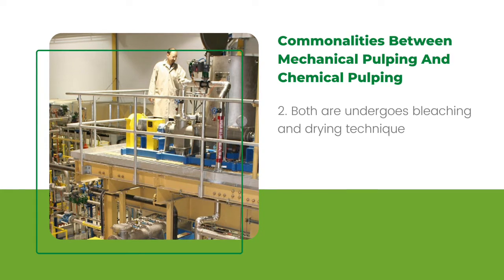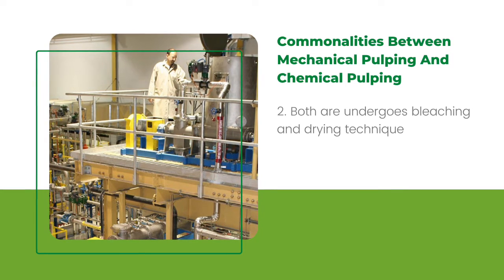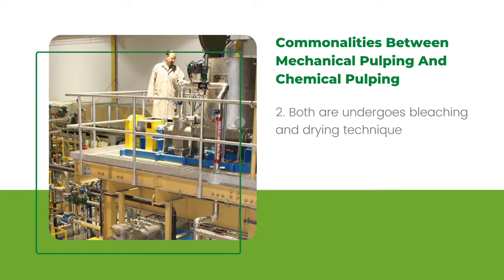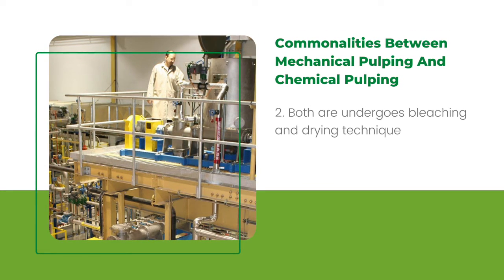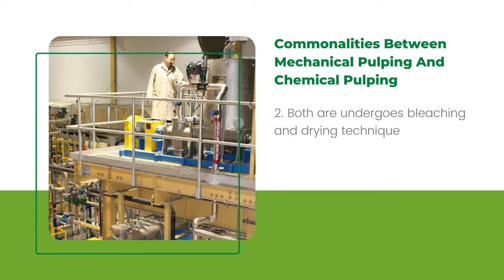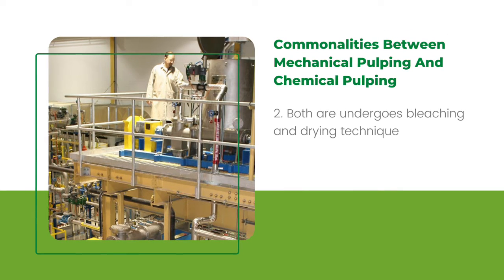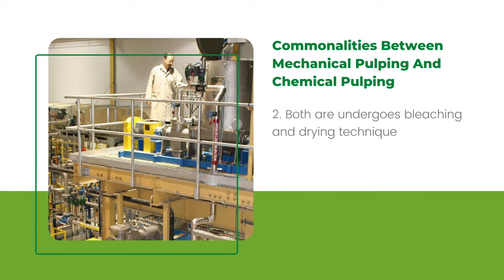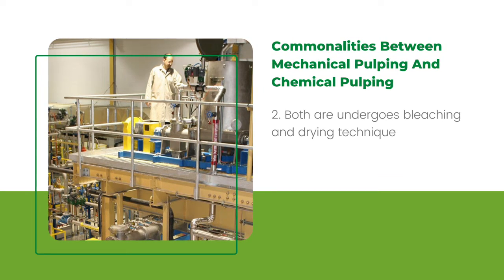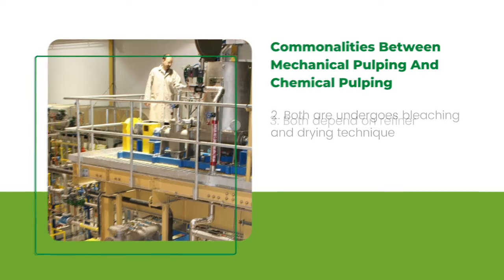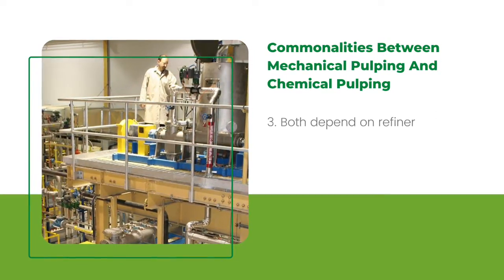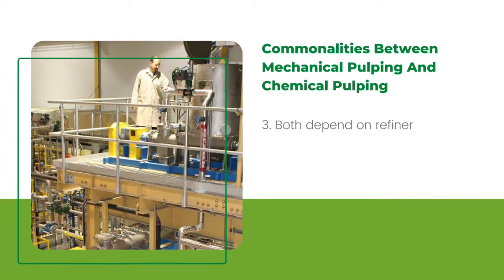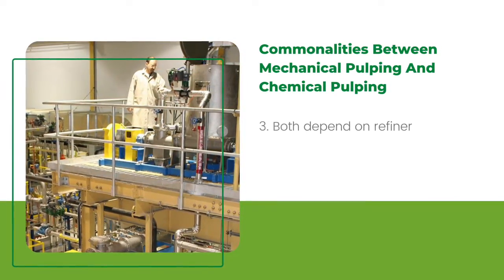The second commonality is that both mechanical pulping and chemical pulping undergo bleaching and drying techniques. The purposes of bleaching are to increase the brightness and to remove the residual lignin. Meanwhile, drying can help lower the cost of transportation and storage by removing unnecessary liquid volume in a material. The third commonality is that both depend on the refiner. It assists fibrillation, which in turn improves interfiber bonding.